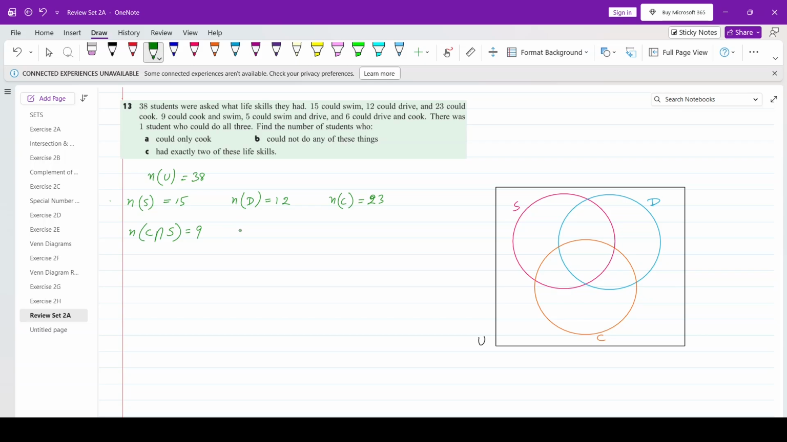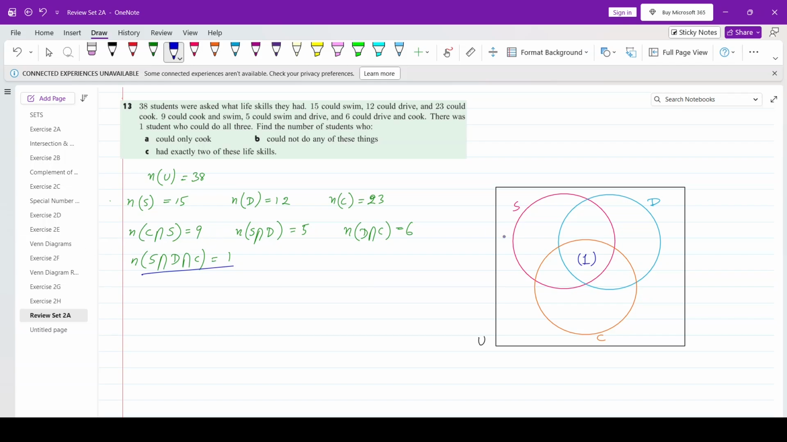5 could swim and drive. So the number of elements in swimming and driving is 5. 6 could drive and cook. The number of elements in driving and cooking is 6. There was one student who could do all three. So the number of elements in swimming intersection, driving intersection, cooking is 1. So we start with the intersection part. This is 1, so this 1 is going to come here.